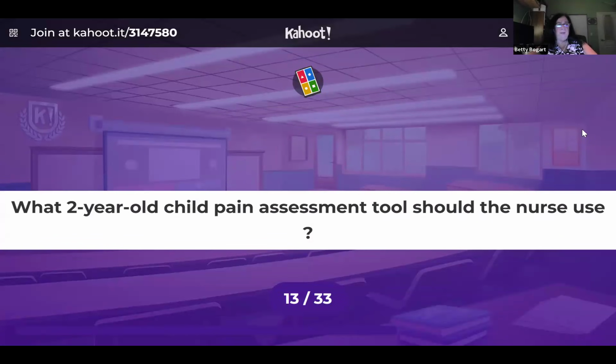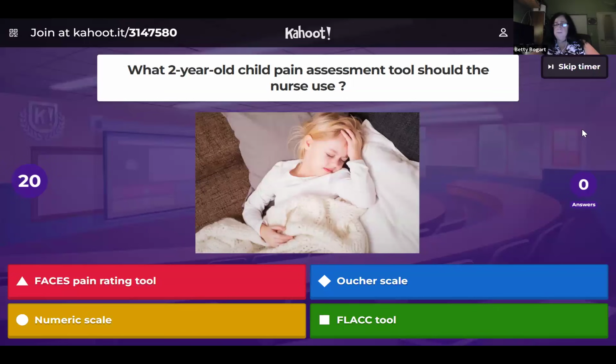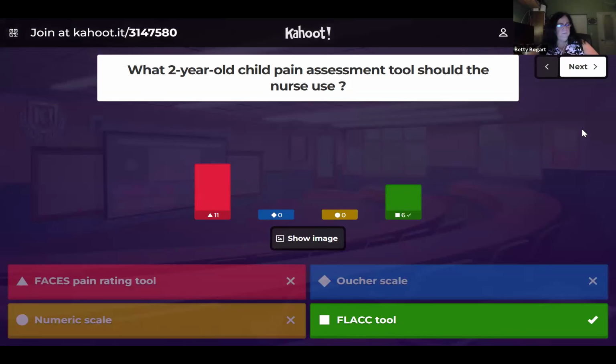What 2-year-old child pain assessment tool should the nurse use? We've talked about FLACC, faces, and numeric. Those are the 3 you need to know. So up to age 3 is FLACC or nonverbal children. I put this question in here specifically because you need to know the ages of FLACC and faces. There's a difference. FLACC means you're looking at them and they're telling you by their movement and crying. We can know what's going on. Faces, the kid's old enough to point to a picture and tell you what they hurt.